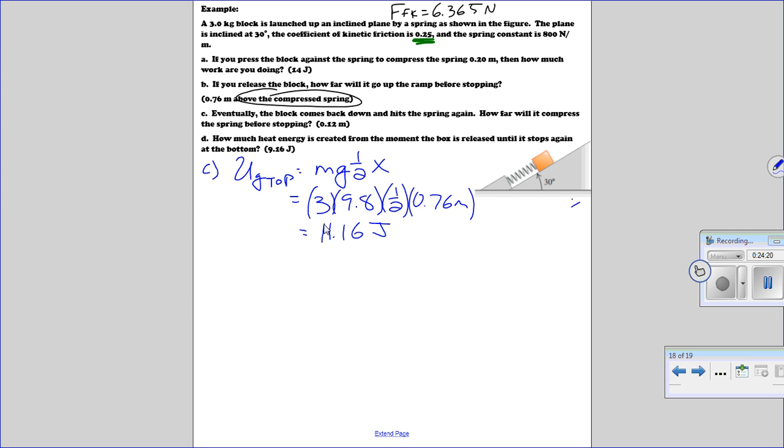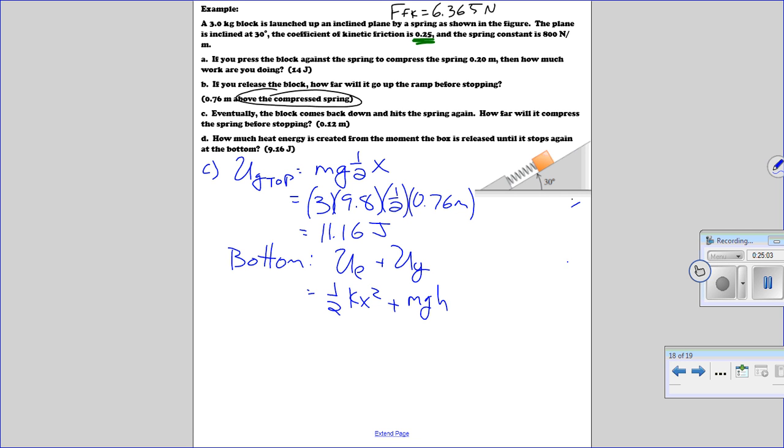That's at the top. Now, when we get to the bottom, we're going to have two kinds of energy, because friction is going to slow it down. So the spring is not going to squish the full 0.2 meters. At the bottom, we're going to have some elastic potential energy, which is 1/2 kx squared, and some gravitational potential energy, mgh. This is going to be a little bit confusing.